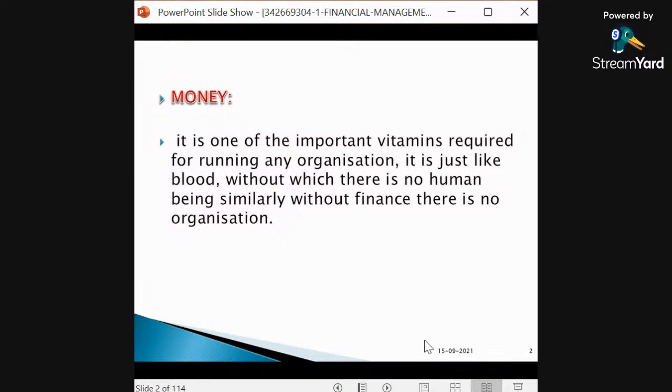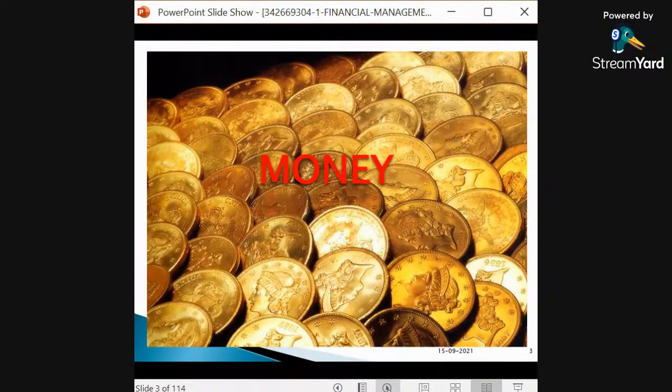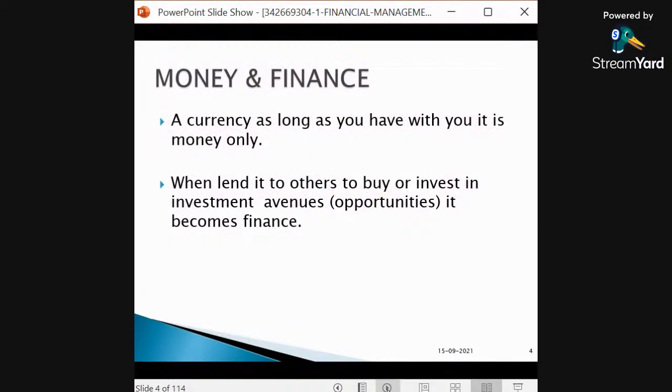So money runs everything, especially also in the government. Without the said money, we are not going to be able to collect taxes from the people, and therefore our governments will not run as well. So money definitely is the flowing blood of each and every institution, whether a company, government institution, or a non-profit or a non-stock institution or corporation. So business finance is all about the operation of money and how you handle it. Money and finance. So a currency, as long as you have it with you, is money only. When you lend it to others to buy or invest in investment avenues or opportunities, it becomes finance.